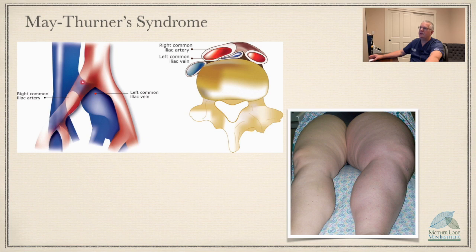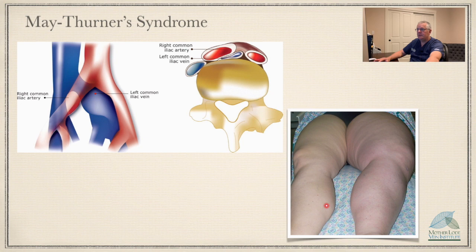And then May-Thurner syndrome is probably more common than we recognize. It occurs because this artery here, the right iliac artery, puts pressure on the left iliac vein. Different arteries can put pressure on other veins, but the most common one is the right iliac artery putting pressure on the left iliac vein. If this vein can't drain adequately because the artery is compressing it, you end up with a lot of swelling of the leg, and this patient has swelling of this entire leg, all as a result of this compression.